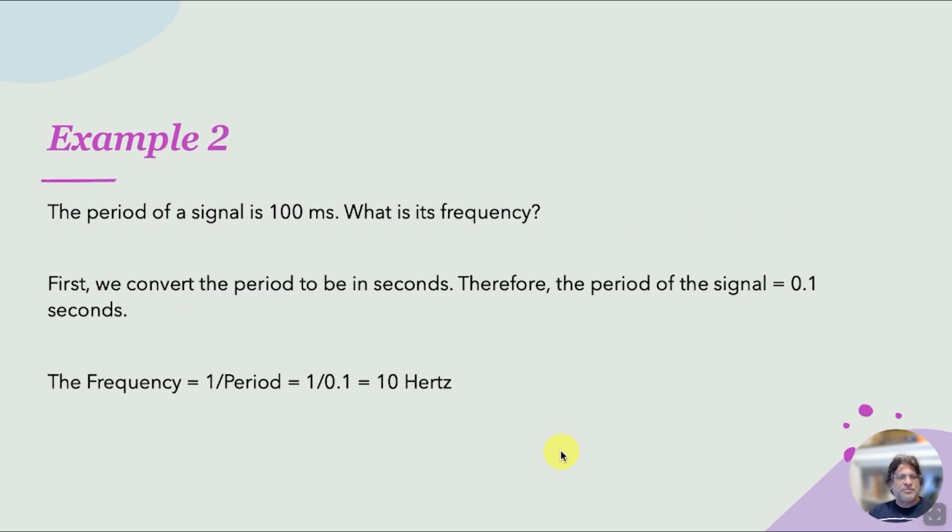Let's do another example. The period of a signal is 100 milliseconds. What is its frequency? First, we convert the period to be in seconds. Therefore, the period of this signal is going to be 0.1 seconds. So we have converted the 100 milliseconds here into 0.1 seconds. Then the frequency is equal to 1 divided by period in seconds. So it is 1 divided by 0.1 second, which was the length of the period, which is equal to 10 hertz.